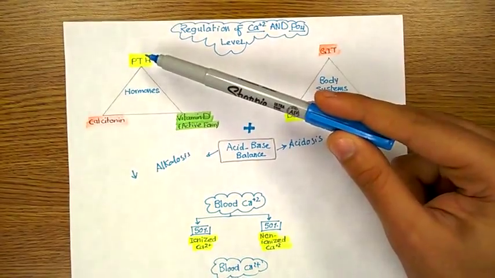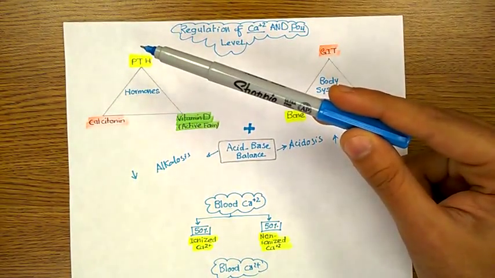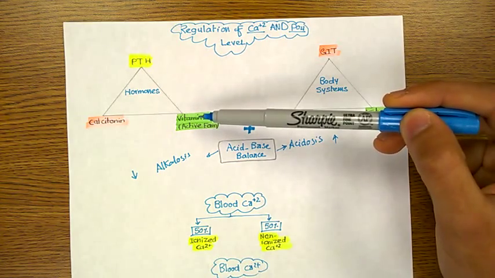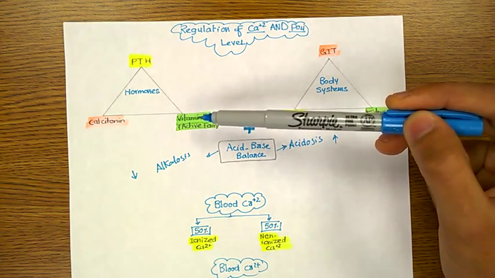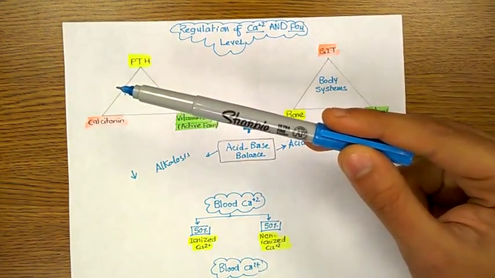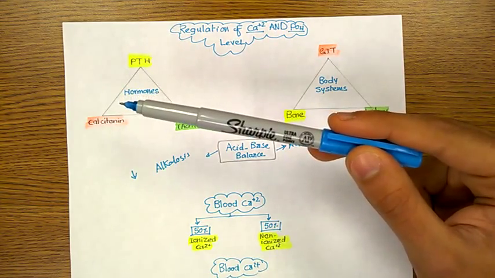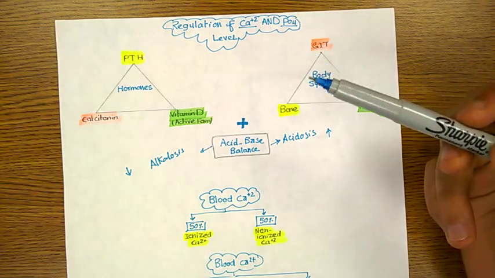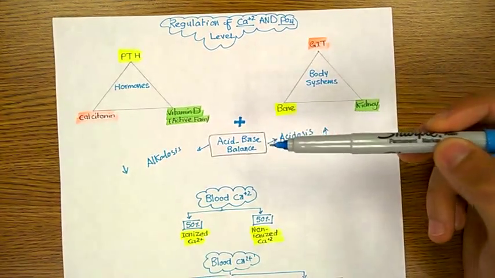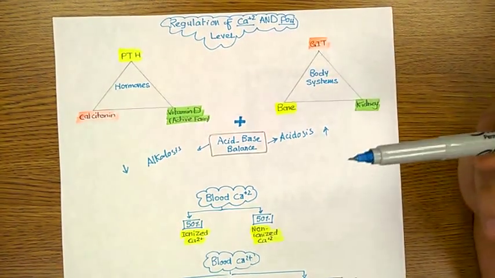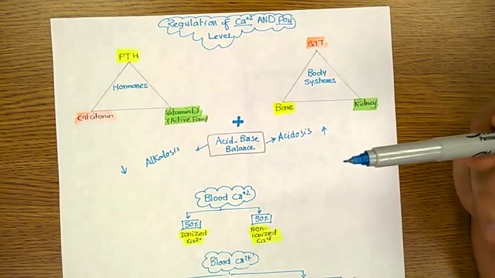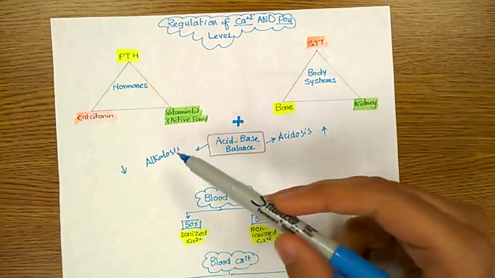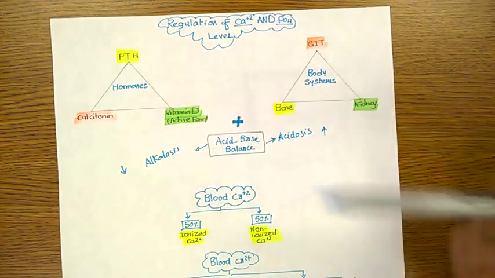First is parathyroid hormone, which is secreted by the chief cells of the parathyroid, and the active form of vitamin D, which is activated by the proximal convoluted tubule in the kidney, and calcitonin, which is secreted by the parafollicular cells of the thyroid gland. We also have to know that acid-base balance has a direct effect on ionized calcium level, as acidosis increases ionized calcium and alkalosis decreases ionized calcium.